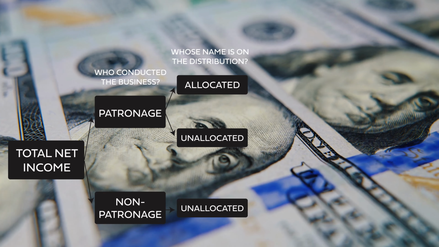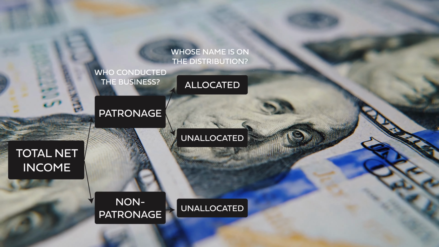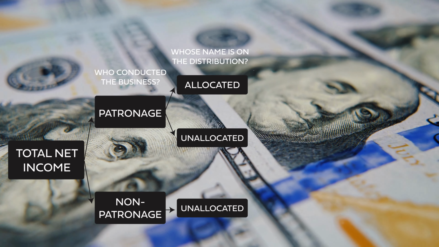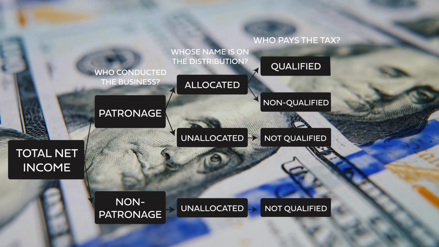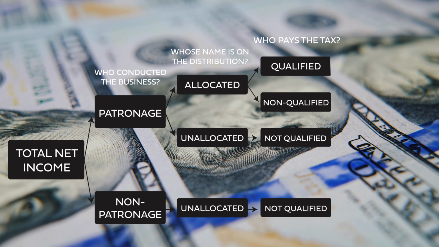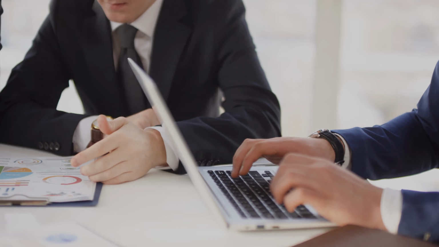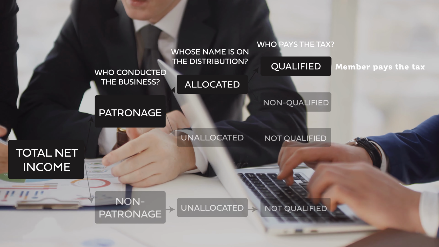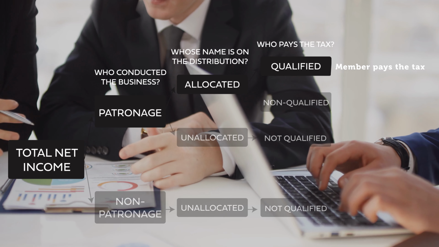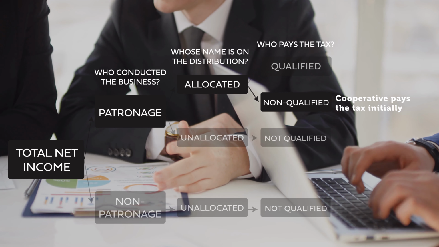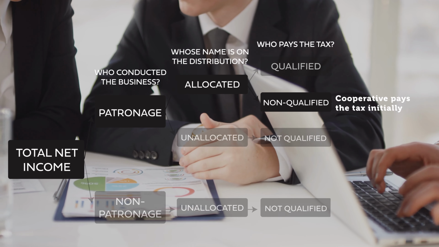Once the income is distributed to either the member or the cooperative, the next set of decisions is to identify who pays the tax. In the case of an allocated patronage income distribution, either the member will pay the tax or the co-op will. Who pays the tax depends on if the distribution is qualified or non-qualified. If it is qualified, the member is responsible for all taxes. If it is non-qualified, the cooperative is responsible for paying the tax initially.